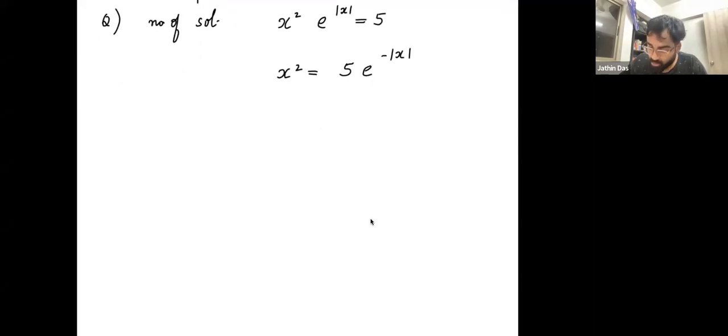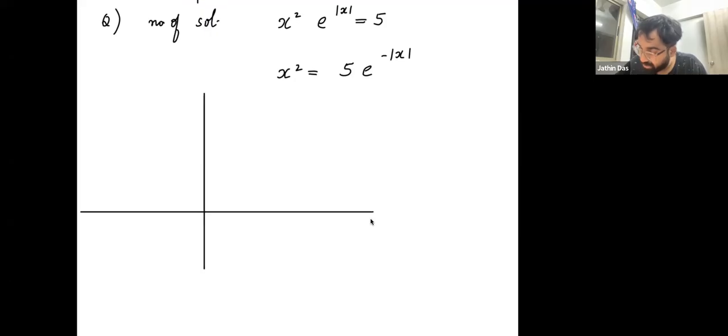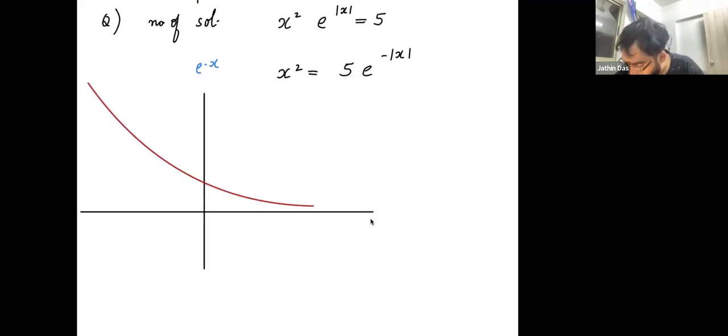Now you know one thing. You know e raised to x graph. E raised to minus x graph. पता है तुम्हें. It is like this. This I have taught you in logarithm. It comes little bit down ऐसे थोड़ा. It will go on, but it will never reach 0. ऐसे. This you know, and this point is 0, 1.